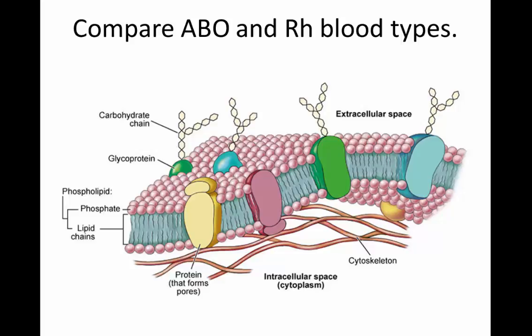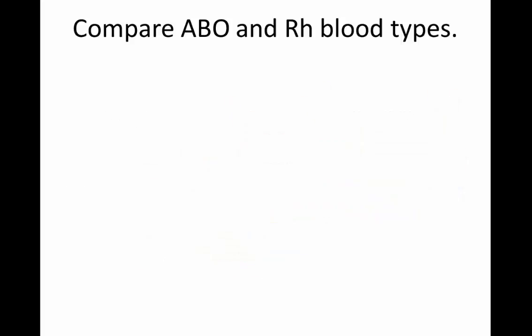The ABO system is actually carbohydrate chains that are sticking off of the plasma membrane as shown in the image here. The Rh factor is actually a type of protein that is found on the surface of the red blood cells, just like shown here. So let's look at these systems.